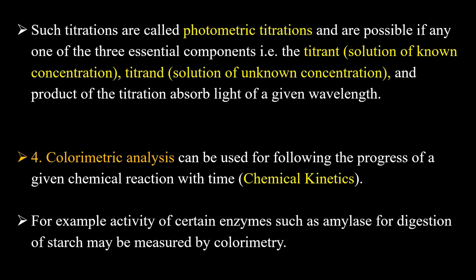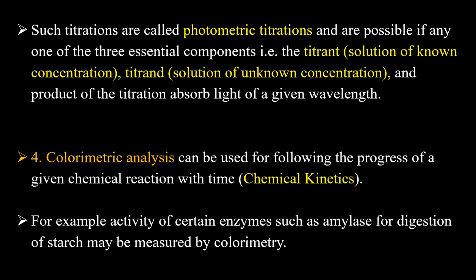Such titrations are called photometric titration and are possible if any one of the three essential components, that is titrant, solution of the known concentration, analyte, that is solution of the unknown concentration, and third one, the product of the titration, absorb light of a given wavelength. Fourth one, colorimetric analysis can be used for following the progress of a given chemical reaction with time, which is known as chemical kinetics. That is, we can calculate the progress of the given chemical reaction as the time passes.